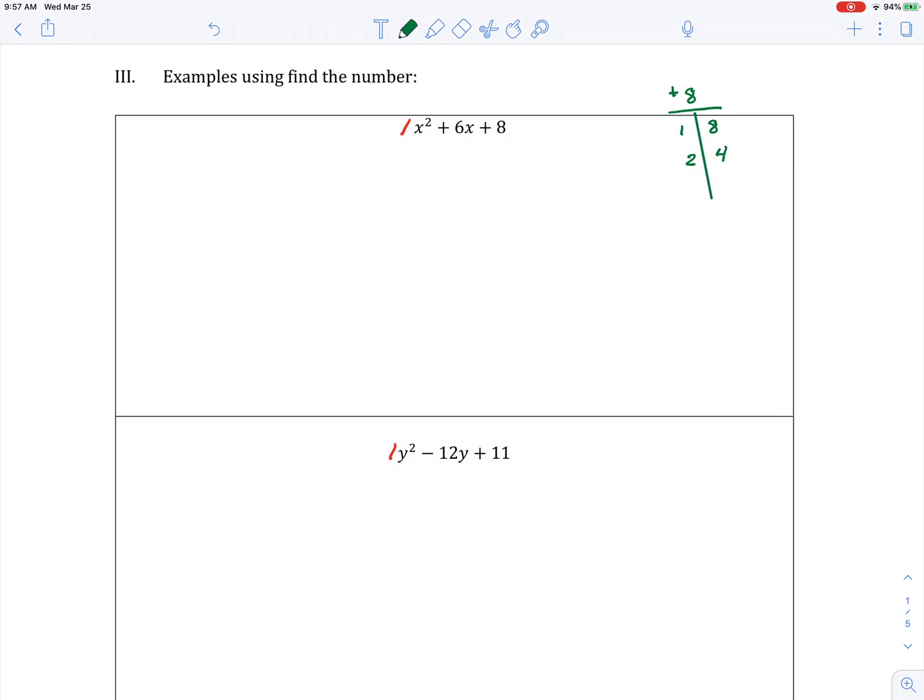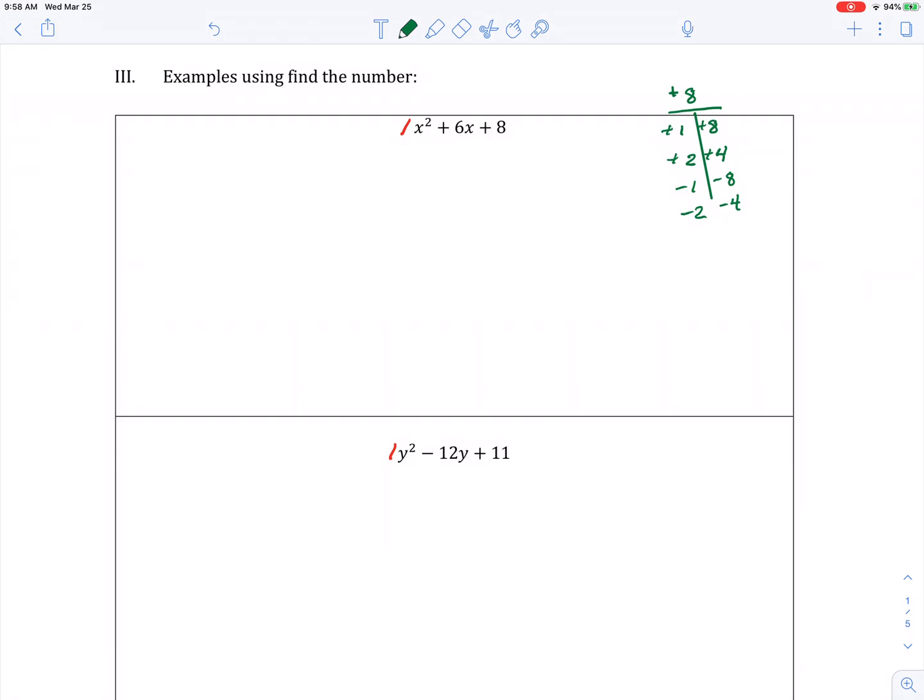So as I look at these, I'm thinking, well, I could do a positive 1 and a positive 8. I could do a positive 2 and a positive 4, but you don't want to forget you could also do a negative 8 and a negative 1 and a negative 2 and a negative 4. Each of those combinations would still give you this positive 8 here at the top of the chart.